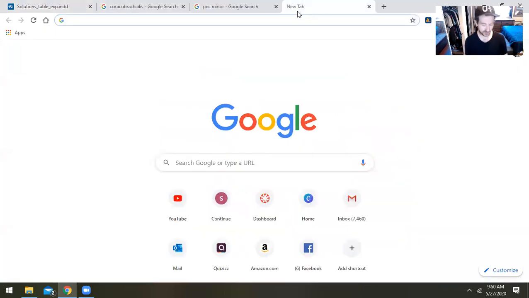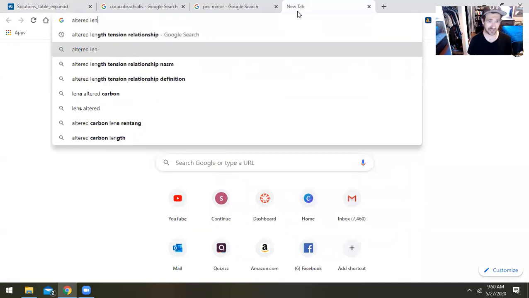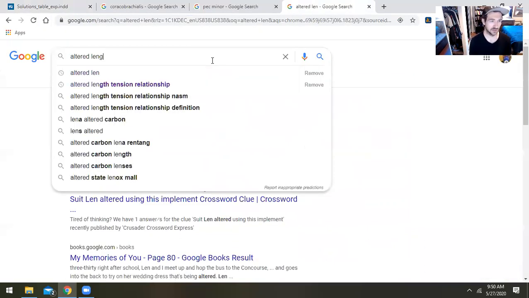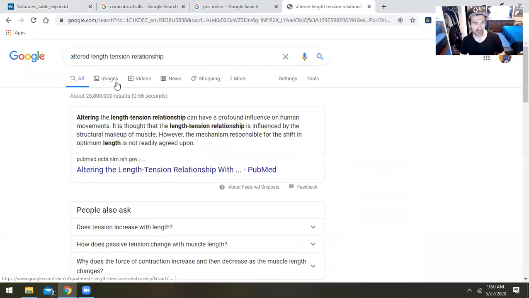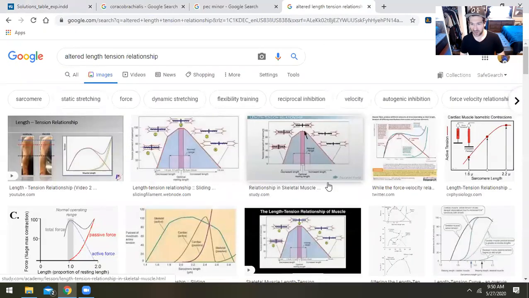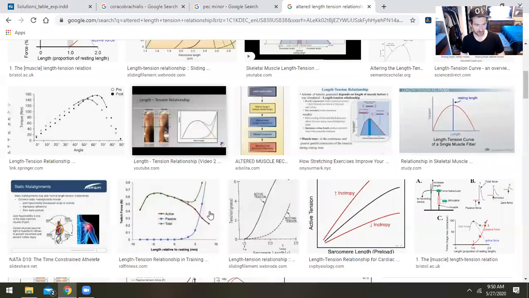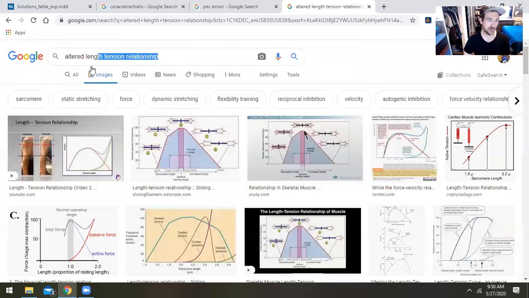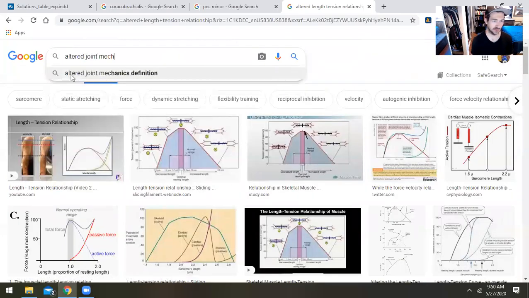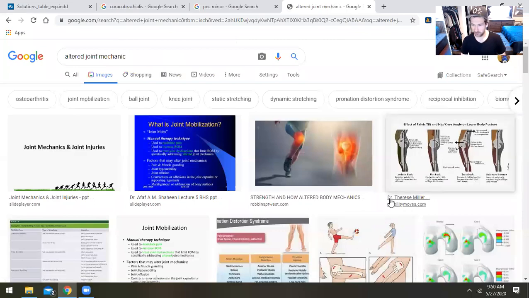When we see an altered length tension relationship, right? We're seeing, that's not the one I want to look at. Altered joint mechanics. Looking for a picture here.